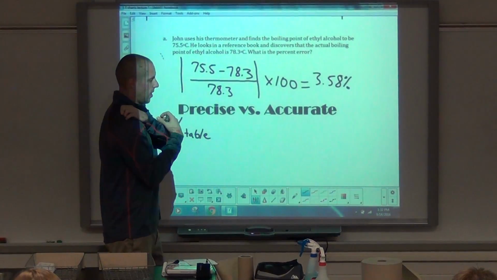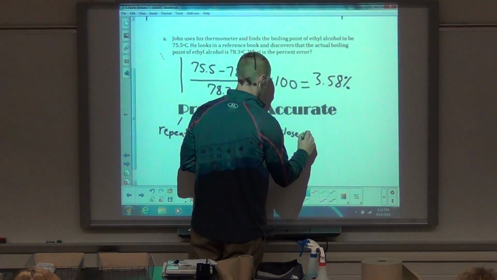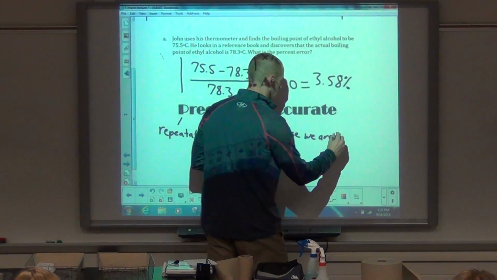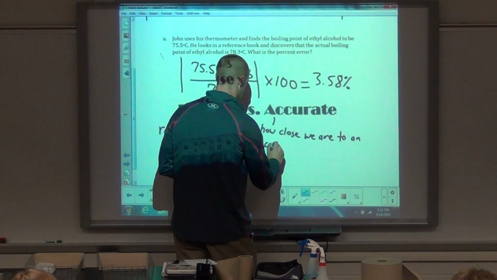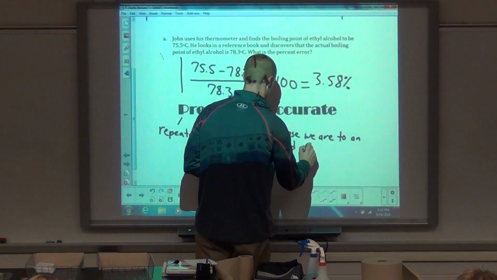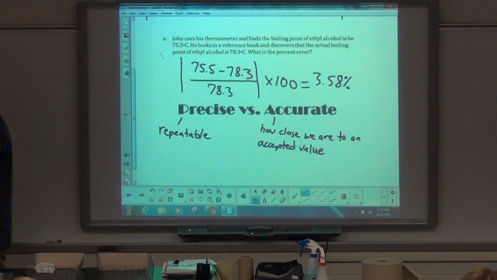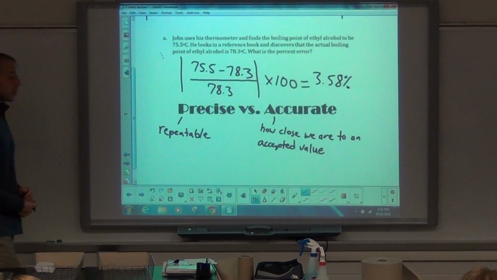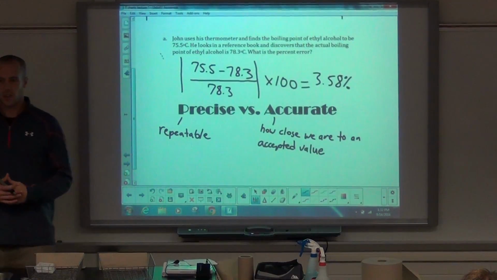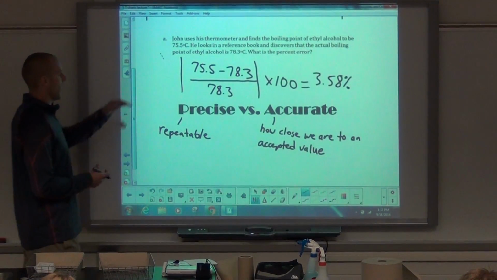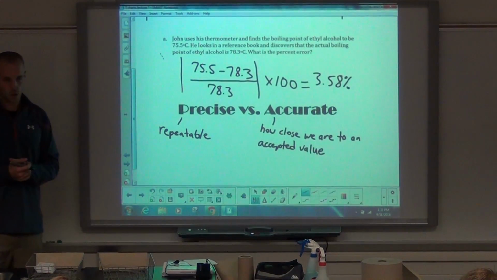Accuracy, on the other hand, is how close we are to an accepted value. So now this would be like if John got 78.0, 78.6. He's right around the accepted value. I mean, in this case, we said that 3.58% is actually pretty good, too. So it's possible to be precise and accurate as well.